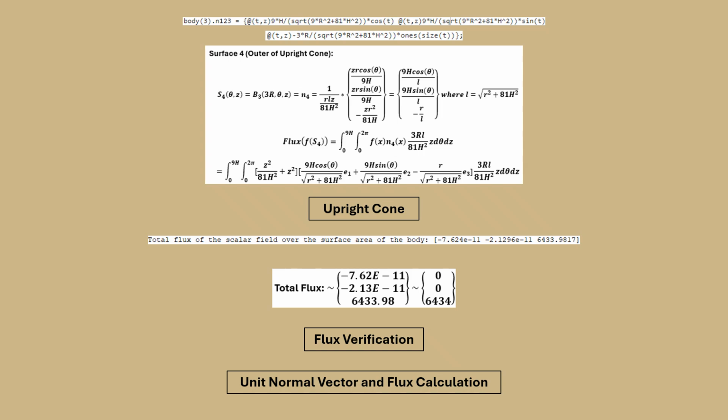Seen here is the MATLAB listed total flux value, and then also my hand calculated total flux value, which I ended up having to plug all my equations into MATLAB for, which resulted in values of negative 7.62 e to the negative 11, negative 2.13 e to the negative 11, and 6,433.98, which basically just rounded off to 0, 0, and 6,434, which is verified with the MATLAB value.